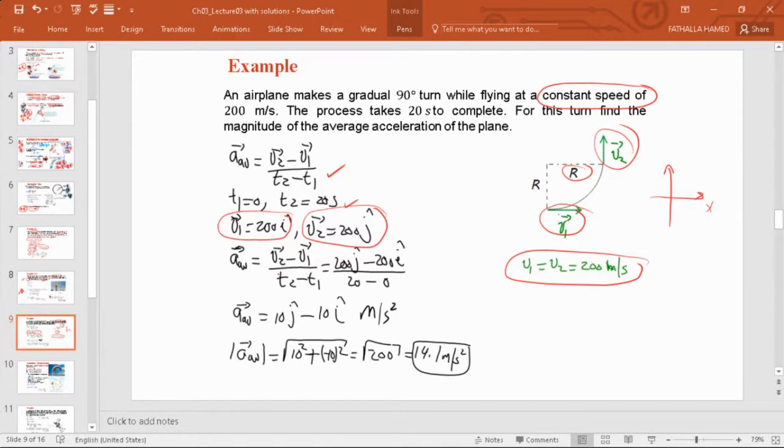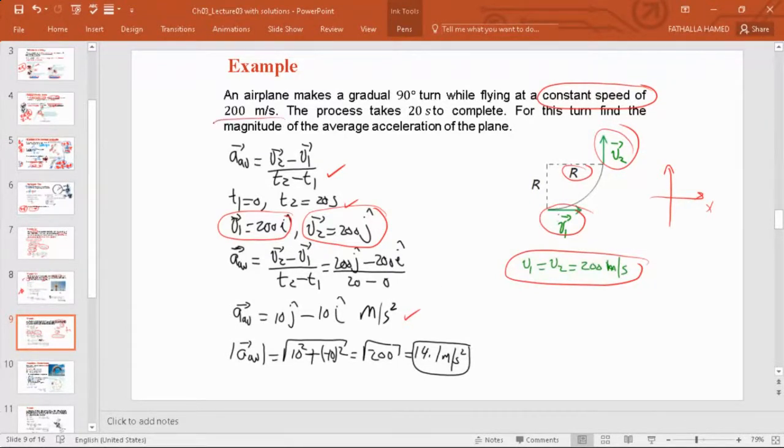Now the average acceleration will equal v2 minus v1 over t2 minus t1, which is 200 j hat minus 200 i hat over 20 minus 0, which will basically give you 10 j hat minus 10 i hat meters per second squared.